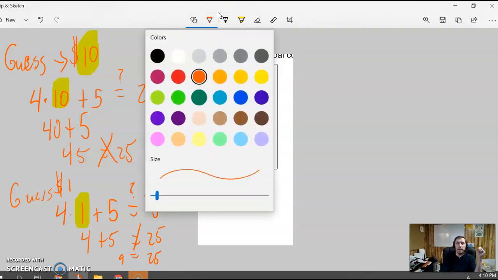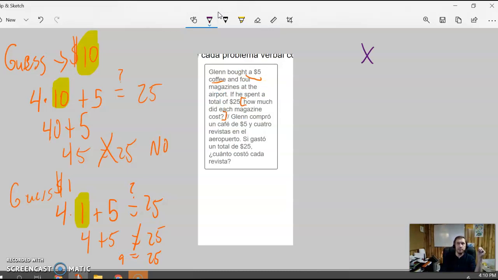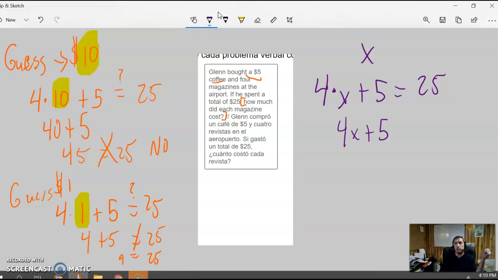Let's guess X. Let X equal how much each magazine costs, then we just know we're going to say 4 times X plus 5. Does that equal 25? Now we can solve this equation. So 4 times X plus 5 equals 25. This is what you can match it up to. Go ahead and solve that if you want to know how much each one cost.